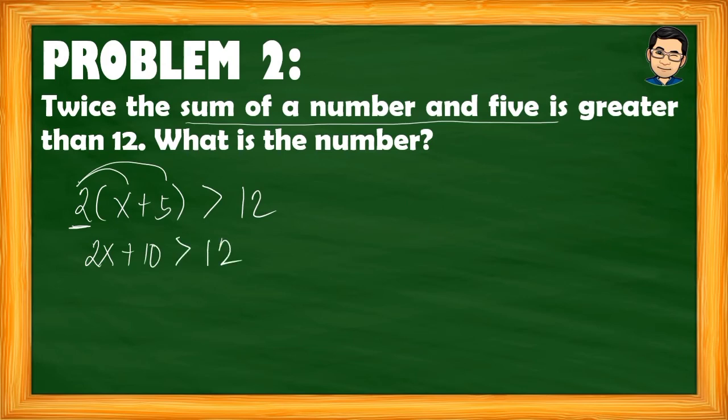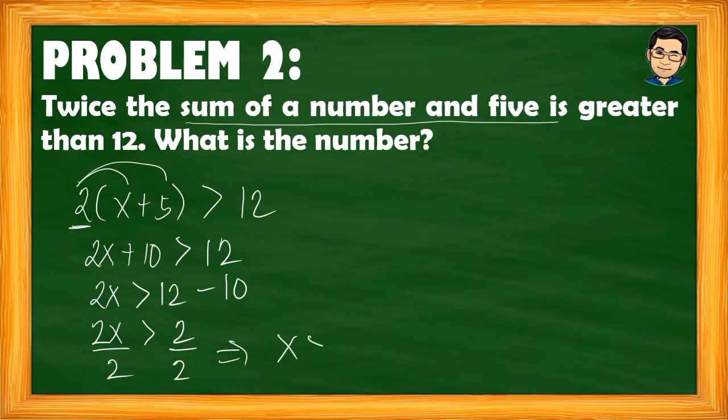And then, we subtract 10 to both sides, or mag-a-add tayo ng negative 10. So, magiging 2x is greater than 12 minus 10, and that is 2. Dividing both sides of the inequality by 2, so our answer will be x is greater than 1. Okay, so, to answer the question, what is the number? So, yung possible values nung number na yon is greater than 1.